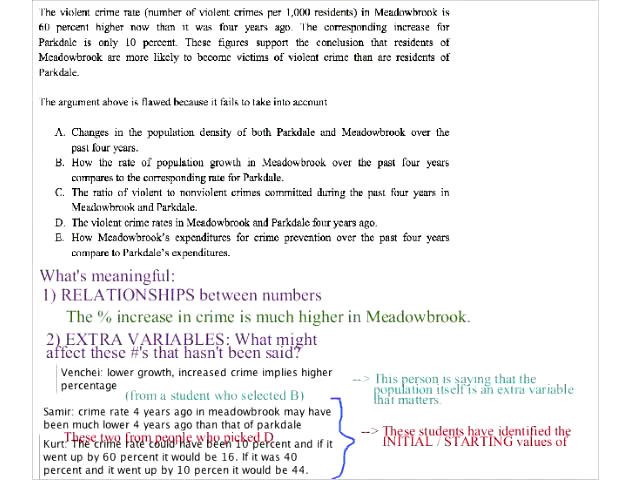So these students have identified the initial or starting values of the quantities as significant in affecting the problem. So let's take a look, because if the population size itself were a factor, then B would be correct. If the initial values are in play, then D is correct. But let's take a look at what the problem says.